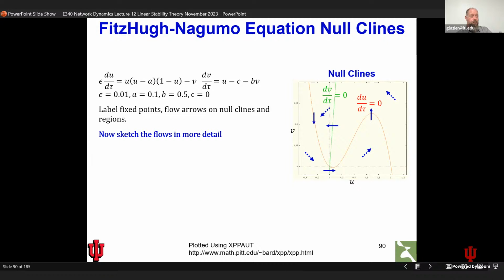So the only thing that changed is that you have an A term there, right? Yes. So you'll see it's cubic. This one happens to be cubic in U. I have U times U minus A times 1 minus U. So it's actually U cubed. So it's a cubic equation.